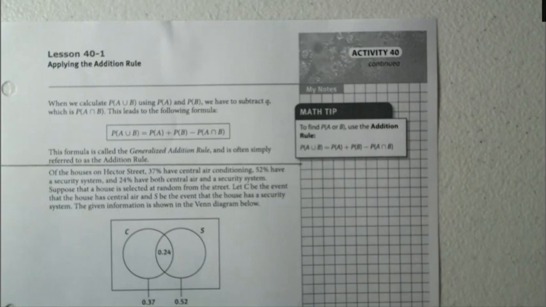When we want only one Q, we need to remember the following. When we calculate the probability of A union B using the probability of A and B, we have to subtract Q, which is the probability of A intersect B. This gives the following formula: probability of A union B equals the probability of A plus the probability of B minus the probability of A intersect B. This formula is called the generalized addition rule and is often simply referred to as the addition rule. On to your debriefing question.